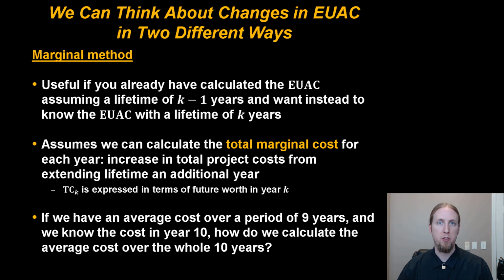The type of question where this is useful is if we already know what an average cost is over a period of, say, 9 years, then we know that cost in year 10, so how do we calculate what the average cost would be over the whole 10 years? If we were going to do this intuitively without taking account of discounting, we would just start with our average cost over 9 years, multiply it by 9 to get the total cost over 9 years, add the cost in year 10, and then divide by 10 to get an average cost over 10 years. We're going to do something really similar to that. We just have to account for discounting.